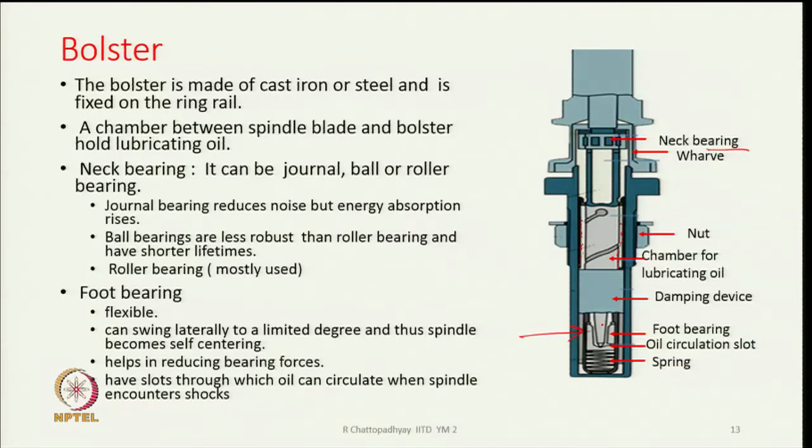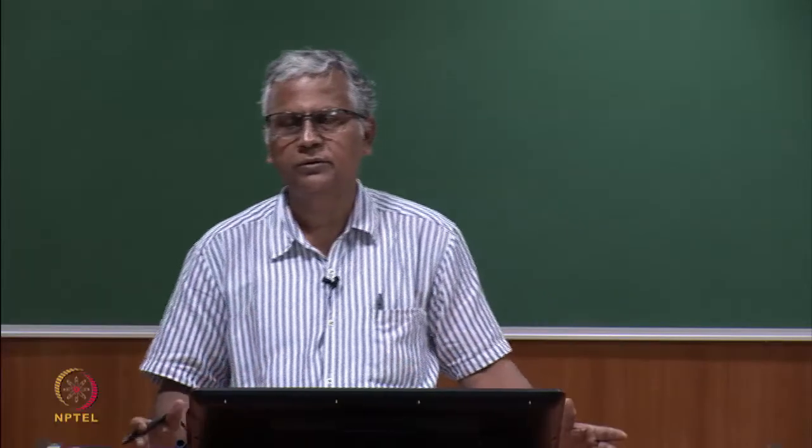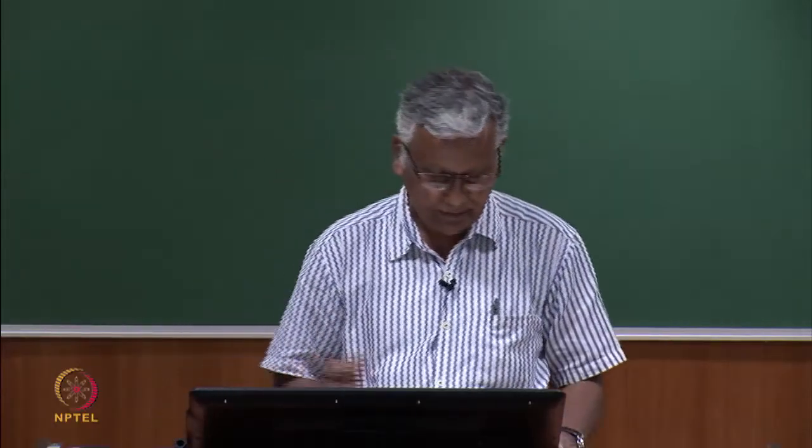So, there are slots through which the oil can circulate as it runs. These are the oil circulation slots, so that the spindles can run smoothly without causing much wear and tear. And also, lubrication will help to reduce the energy consumption.